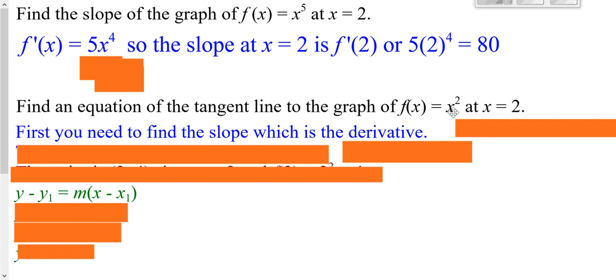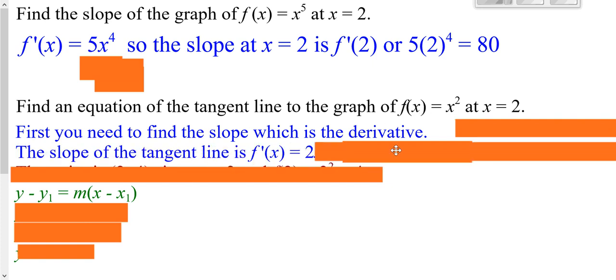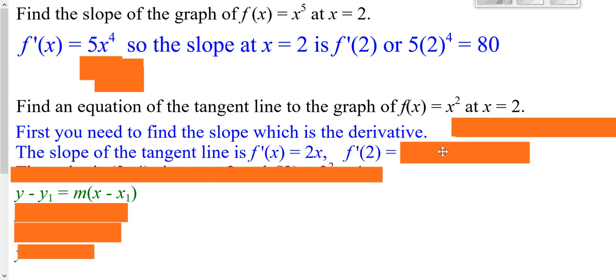To do our derivative of this, it's x to a power. We could just do our power rule, and we get our derivative to be this. We're looking for our slope when x is 2. Remember, your derivative is your slope predictor function. So we could plug in 2 being x, get 2 times 2, we get our slope to be 4.